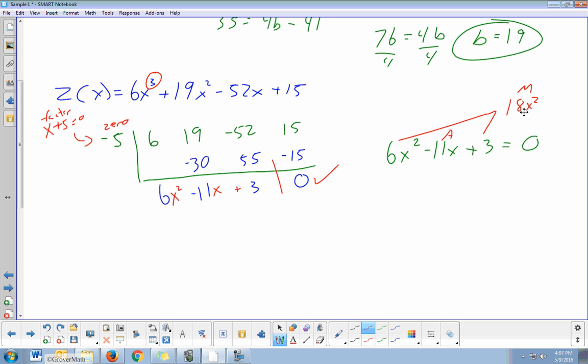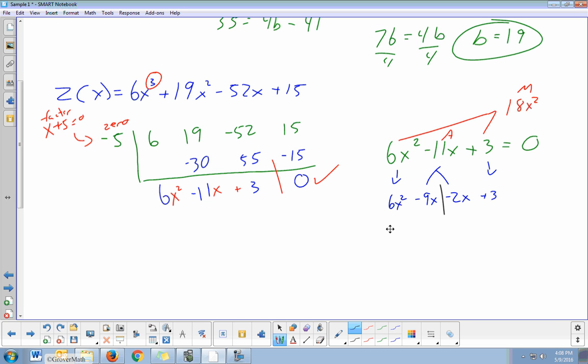And let's see, 18, 9, and 2. They're both going to be negative. So this splits to be negative 9x and negative 2x. They add to negative 11, and they would multiply to positive 18x squared. All right, bring down the front, 6x squared. Bring down the back, plus 3. And now I do my factor by grouping process.